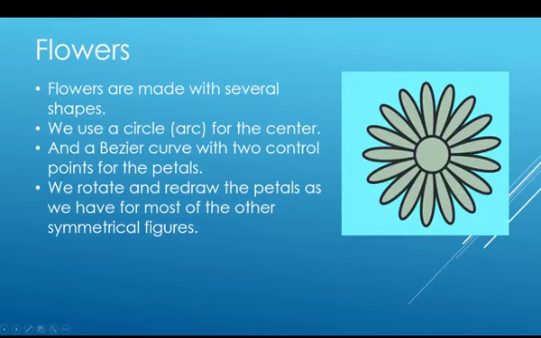Okay, our next figure is the flowers. These are also made by rotating around the center point. These require several shapes. So we need to do a circle using our arc for the center, and then we're going to draw a Bezier curve with 2 control points for each of the petals, and then we'll just rotate and redraw.